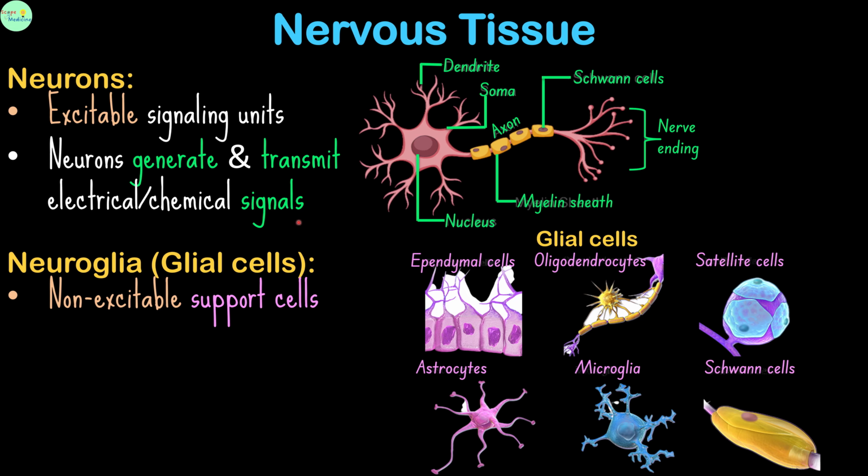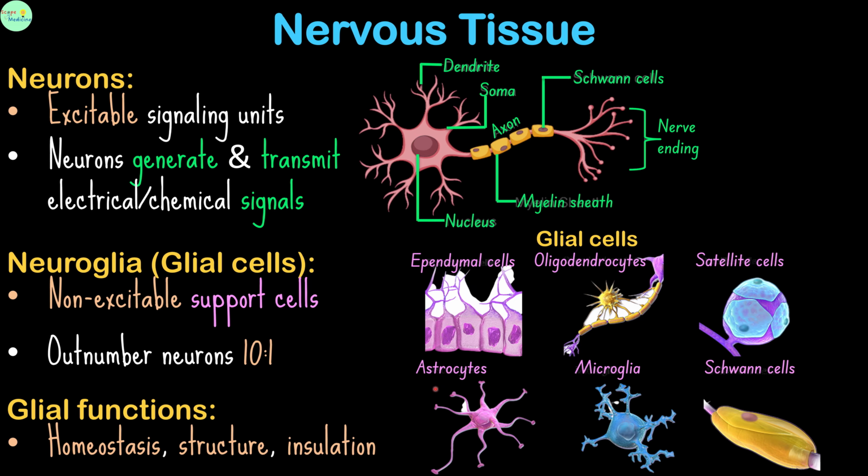neural communication. In contrast, neuroglia, while not electrically excitable themselves, vastly outnumber neurons by a ratio of at least 10 to 1. They perform an array of critical functions that are absolutely necessary for neuronal survival and optimal function, including maintaining chemical homeostasis, providing physical structure and scaffolding, and producing insulating sheaths around neuronal processes.